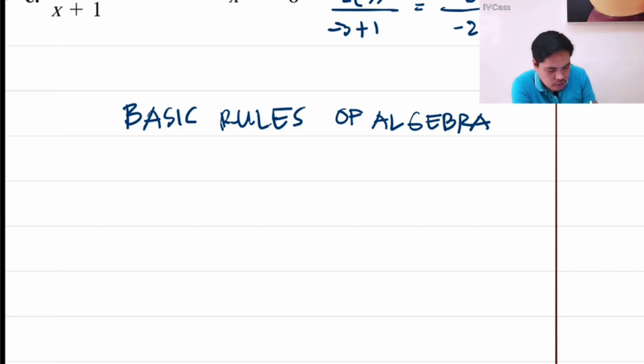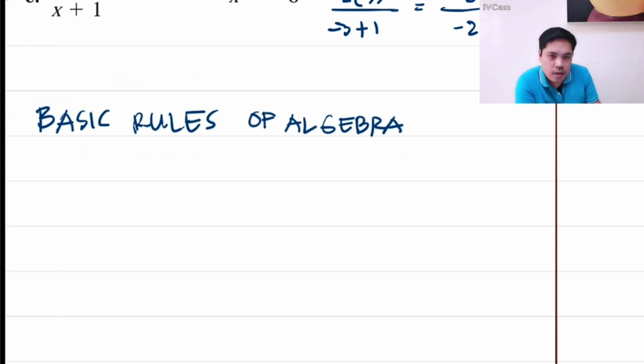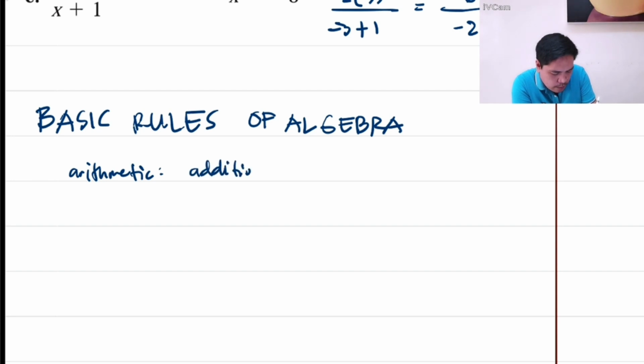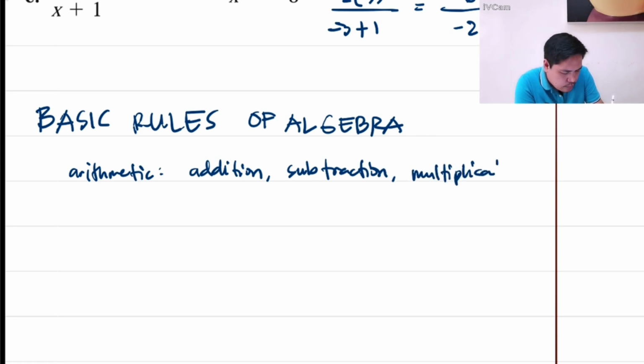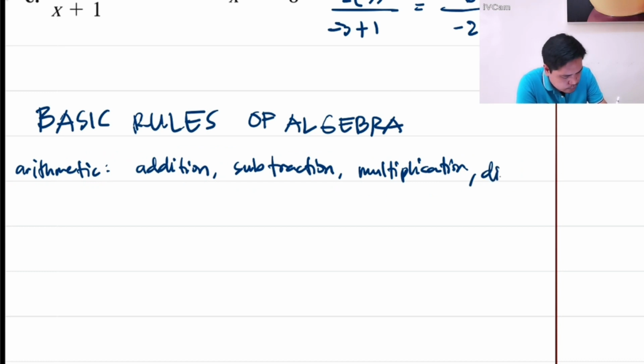In arithmetic, we have 4 basic operations, right? So, in arithmetic, we have addition, of course subtraction, multiplication, and division. These are expressed in the symbols: addition, subtraction, multiplication, which can also be a dot, and division, which can be a division sign, or a simple horizontal bar, or a slant. So, that is for arithmetic.